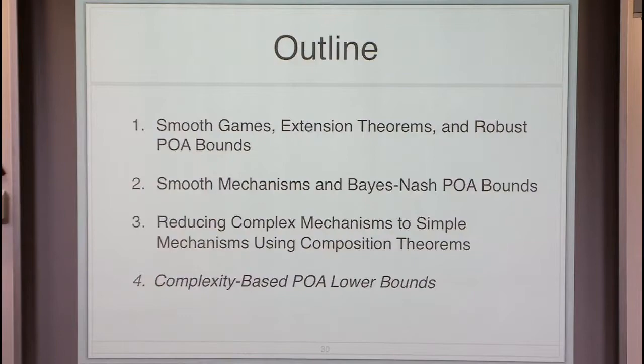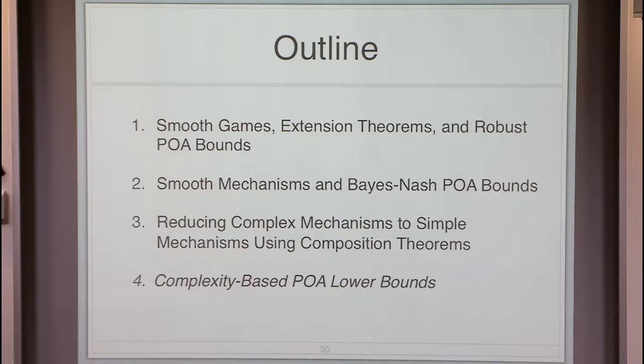Okay. So, for the last part, I want to talk a little bit about lower bounds. As an analyst, how do you know when you're done? How do you know when you have an optimal bound? Or as a designer, how do you know you should give up looking for better mechanisms versus when should you try to find smarter formats?